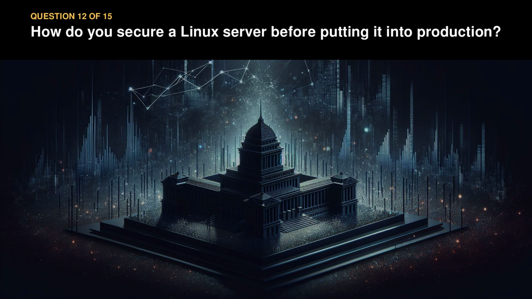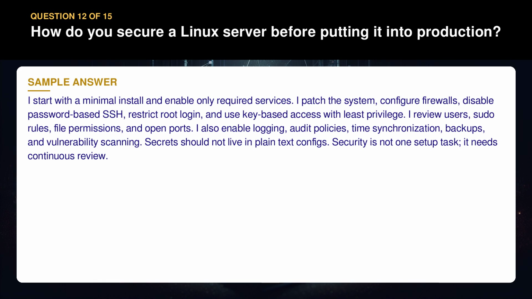Question 12. How do you secure a Linux server before putting it into production? I start with a minimal install and enable only required services. I patch the system, configure firewalls, disable password-based SSH, restrict root login, and use key-based access with least privilege. I review users, sudo rules, file permissions, and open ports. I also enable logging, audit policies, time synchronization, backups, and vulnerability scanning. Secrets should not live in plain text configs. Security is not one setup task.